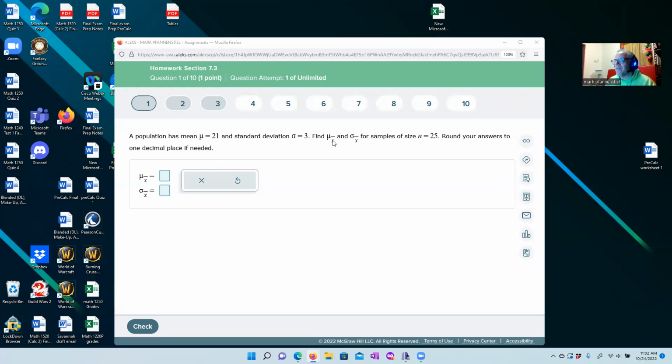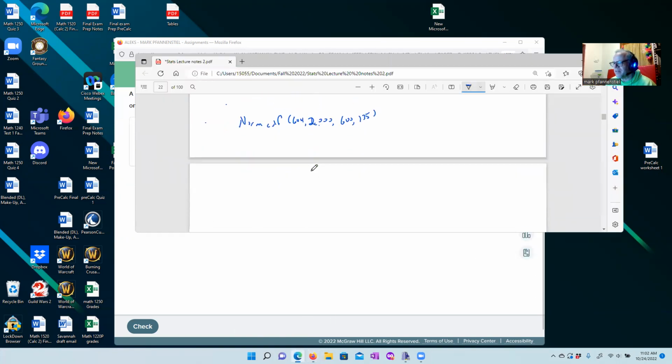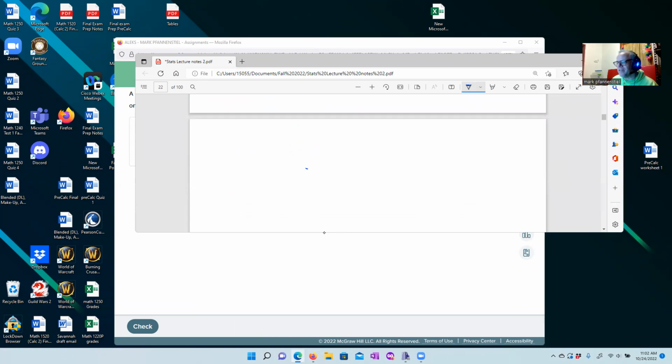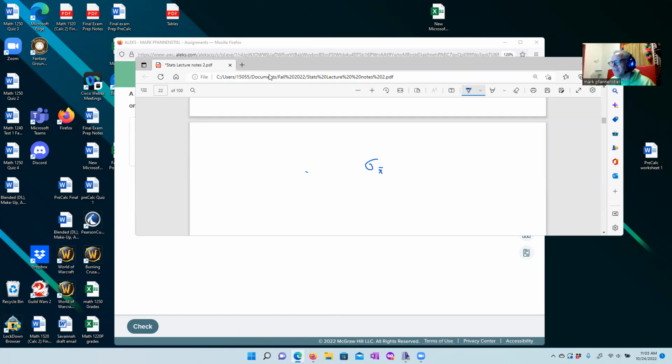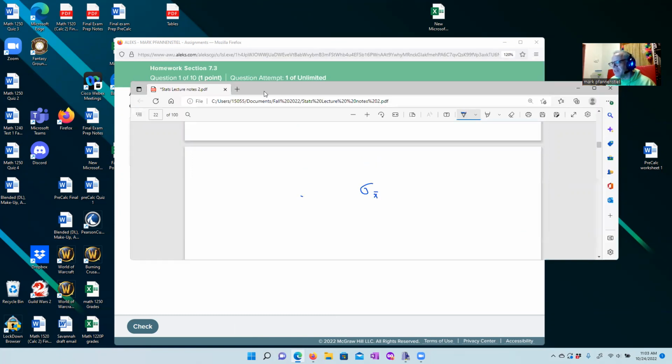So we want to know what the average for X bar is. What we're going to be doing here is looking for the average of X bar, and then we want to know what the standard deviation of X bar is. You see how the little subscript is there? They're not the greatest with this, but that's okay. It's supposed to be like a sigma with an X bar. So they wanted to know mu of X bar and sigma of X bar.